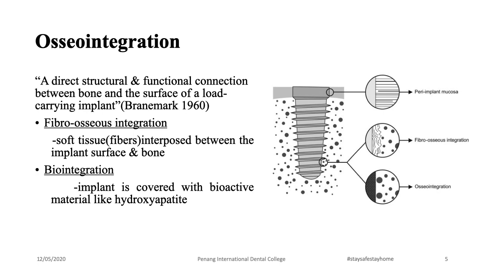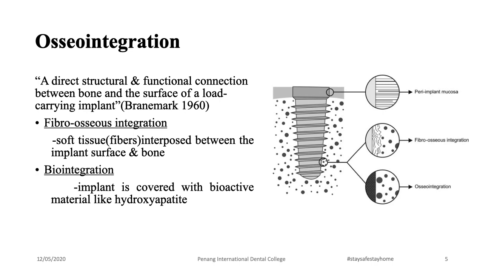Osseointegration: a direct structural and functional connection between bone and the surface of the load carrying implant. So basically, osseointegration is nothing but a binding between the implant and the bone. So how does this take place? What happens is when you do a drilling into the bone, you are actually injuring the bone. So when you're preparing a cavity inside the bone for the placement of the implant, you are actually injuring the bone. So the bone has to heal.